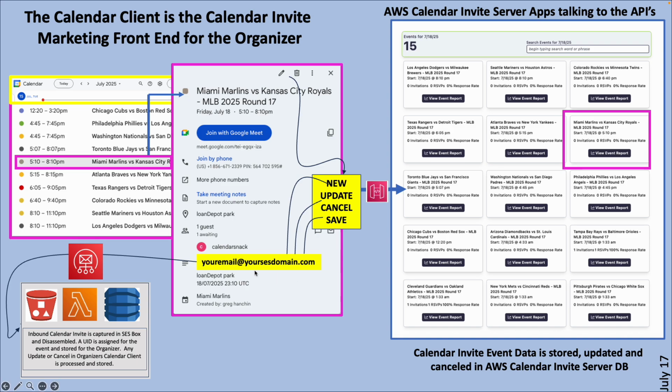That particular domain and email address is a drop-off box for taking the personal or business calendar invite information, and it is disassembled. A UID is assigned and stored for the organizer, and any update or cancel in the organizer's client is processed and stored in the AWS Calendar Invite server. So that means any new update or cancel that is saved in the personal calendar client, speaking to the AWS Calendar Invite server via the SES box, is updated here in the APIs.